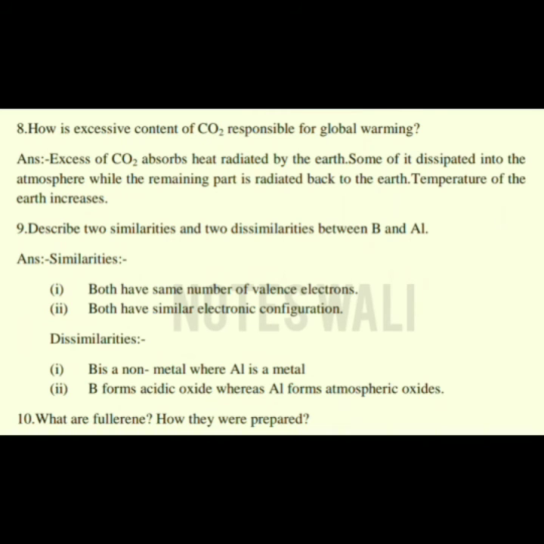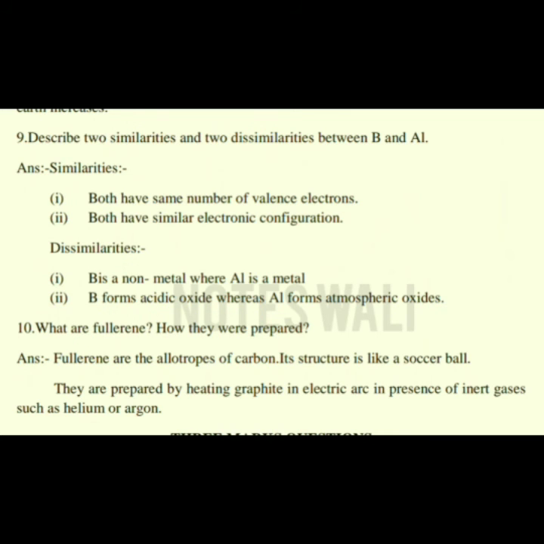Next question is regarding our environment, and it can be called a value based question. The question is, how is the excessive content of CO2 responsible for global warming? Next question is, give 2 similarities and 2 dissimilarities between boron and aluminium that we have discussed a while ago. Next question, what are fullerenes and how were they prepared? So you have to read this carefully.